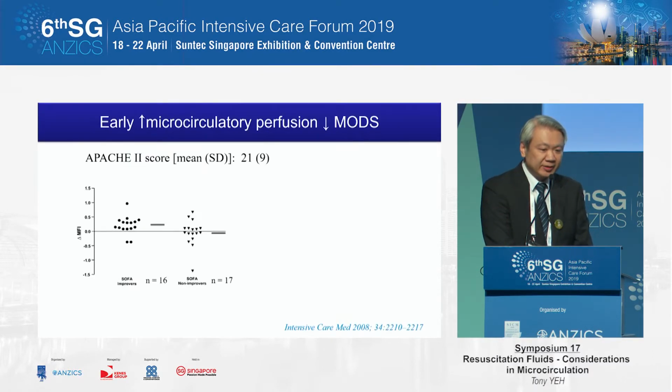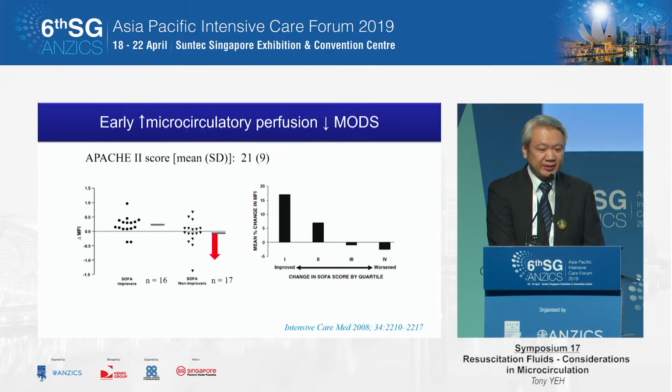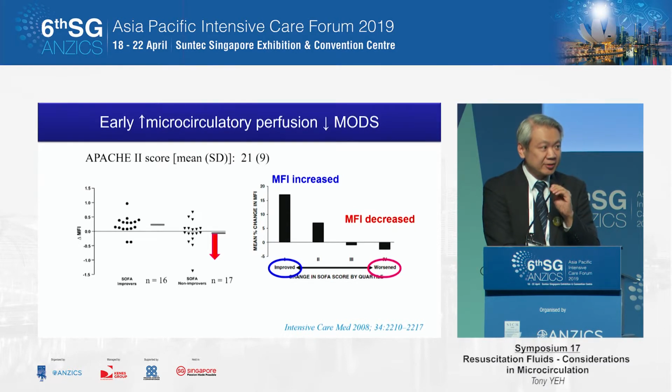And how about early microcirculation perfusion? If you can improve the microcirculation very early, meaning within 6 hours or not more than 24 hours, maybe you can decrease the severity of the multi-organ dysfunction. So if you can improve the microcirculation early, that helps. But if your resuscitation didn't improve the microcirculation, you can see the multi-organ dysfunction severity will increase, and the patient will become worse.